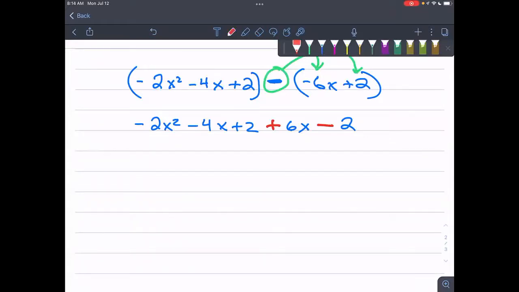Then we're just putting like terms together. The x squared doesn't have anything to go with, but the negative 4x and the 6x we can put together. The positive 2 and the negative 2 we can put together. And make sure you notice that this is negative 4, it's not just 4. So negative 4 and 6 gives positive 2x, and then positive 2 and negative 2, those two cancel each other out.